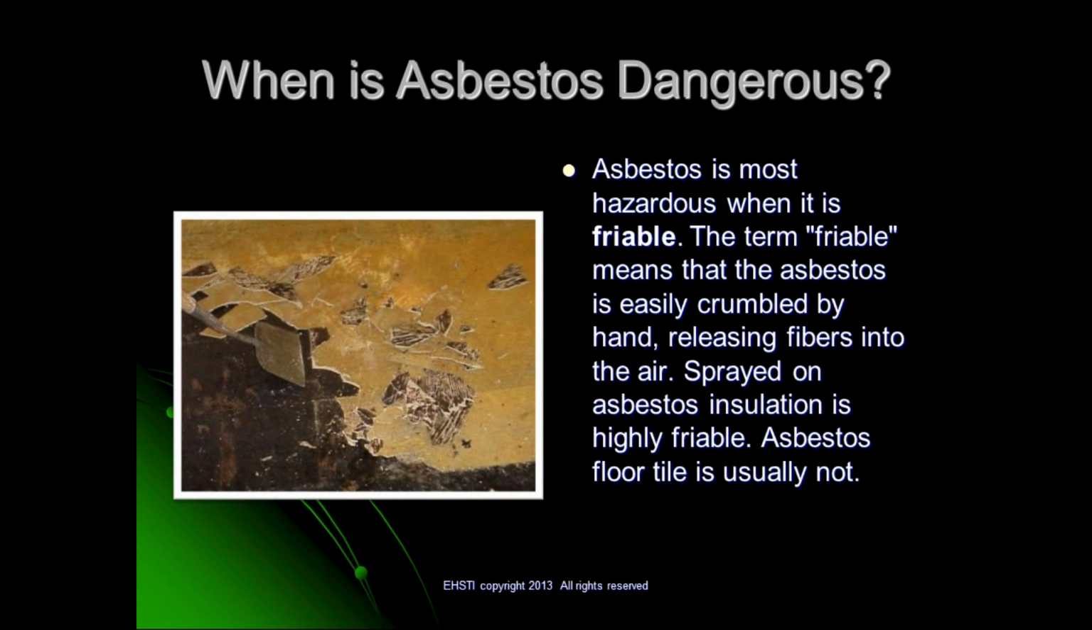Asbestos is most hazardous when it is in a friable form. The term friable means that the asbestos is easily crumbled by hand, releasing fibers into the air. Sprayed-on asbestos insulation is highly friable. Asbestos floor tile, unbroken, is usually not.